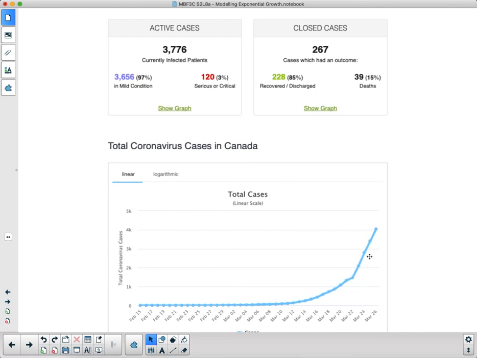We're trying to flatten that curve so that it's not growing quite as steeply, so that our healthcare workers can take care of it. Anyway, that's your exponential growth for today. You'll have a few questions to deal with exponential growth to see if you can spot the patterns in other situations. And that's it.